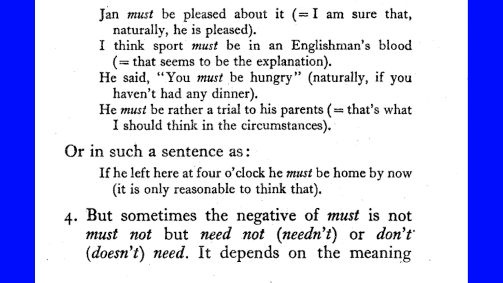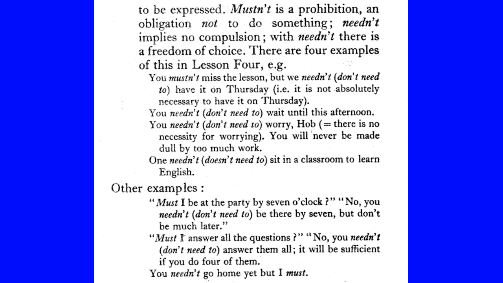4. But sometimes the negative of must is not must not but need not, needn't, or don't, doesn't, need. It depends on the meaning. To be expressed, mustn't is a prohibition, an obligation not to do something. Needn't implies no compulsion. With needn't there is a freedom of choice. There are 4 examples of this in Lesson 4. For example, you mustn't miss the lesson, but we needn't, don't need to, have it on Thursday. That is, it is not absolutely necessary to have it on Thursday.